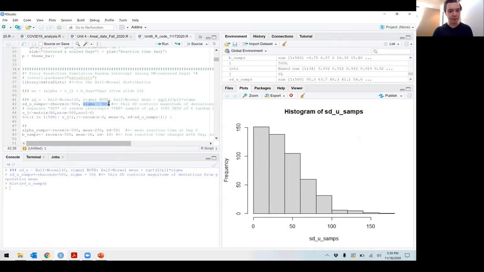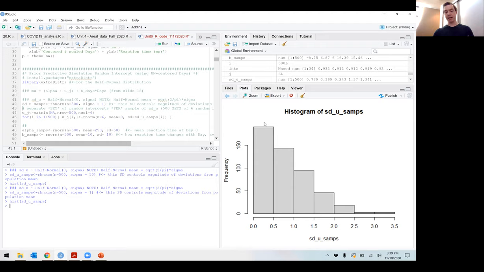And you can see, this is the sample of our between person standard deviations. And you can see if I make this sigma very small, we will reduce the possible values for that sigma. We return it to 50.